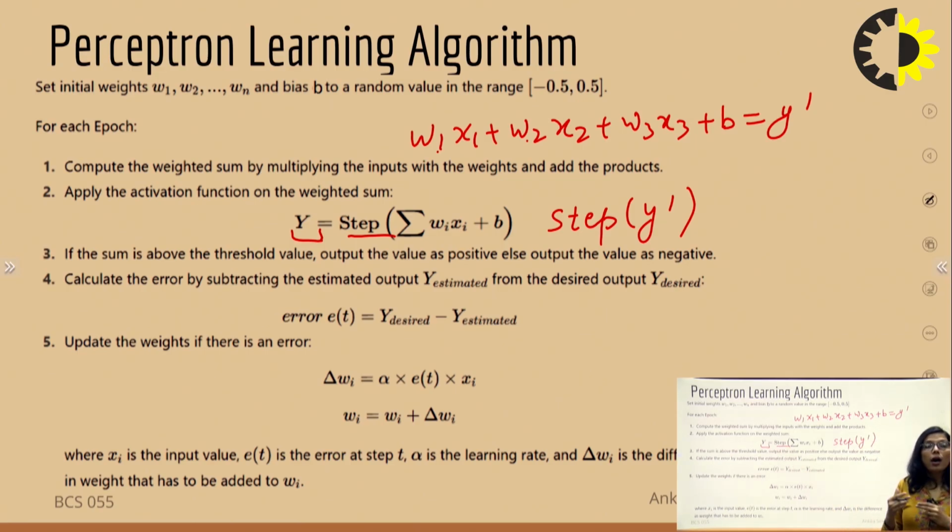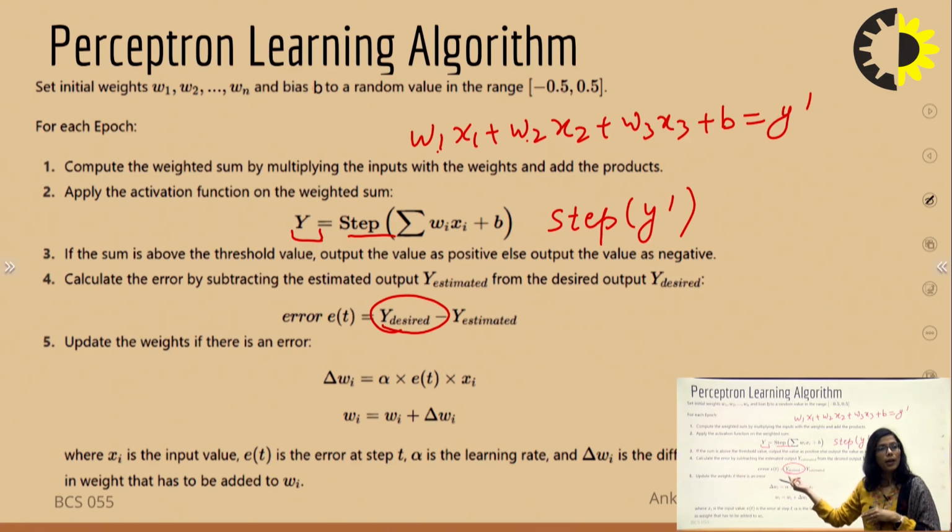Okay. Now I will be having this value Y desired, because I am using supervised learning. My algorithm will be using the trained data set, so I will be having this value as Y desired. Now this is the value that I got. Now there should be some difference between these two. Why? Because now my weights are not trained. So what I will do, I will try to find out the error.